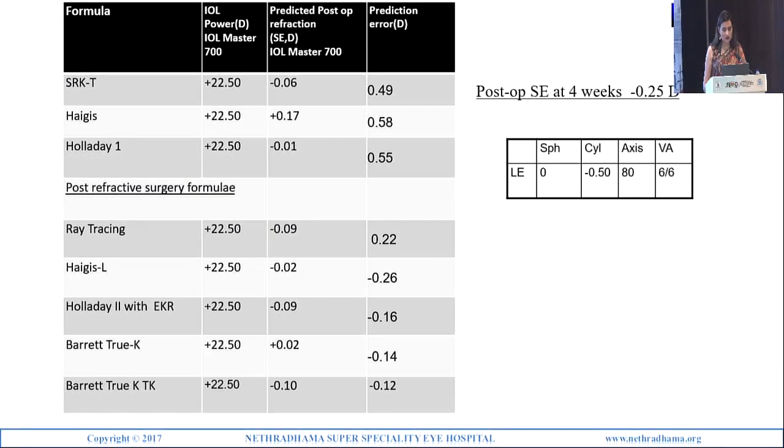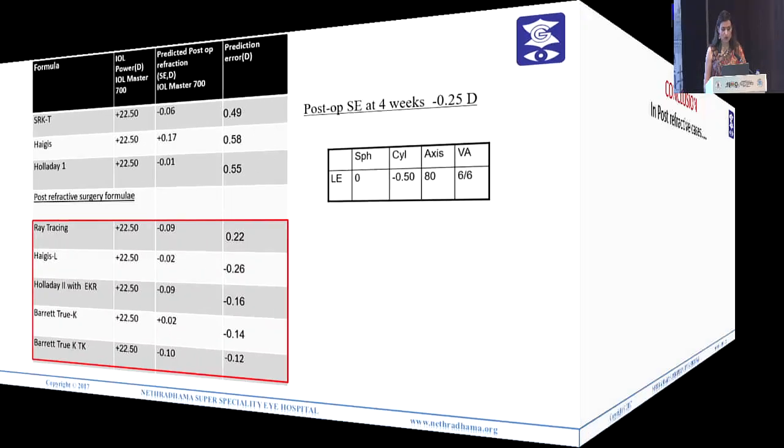And finally, what we saw at post-op 4 weeks, the correction was quite good. The spherical equivalent was within 0.25. So this is an excellent result for a post-LASIK case.